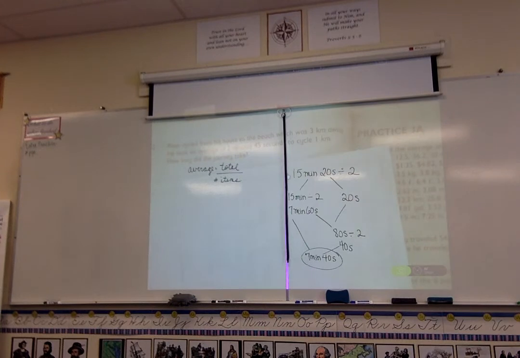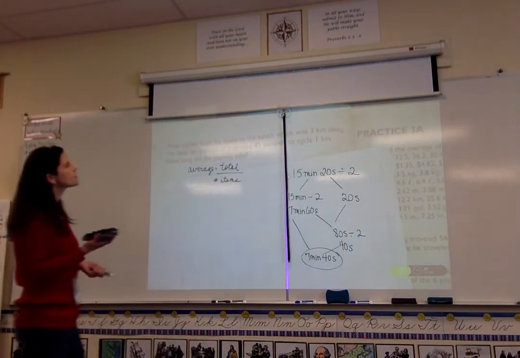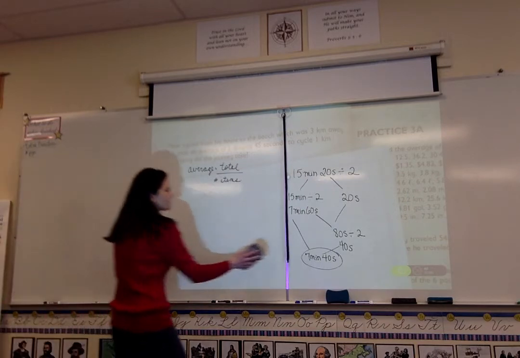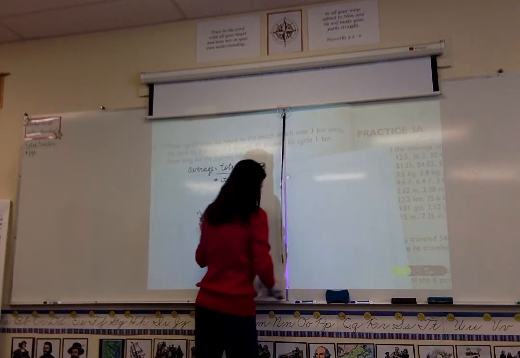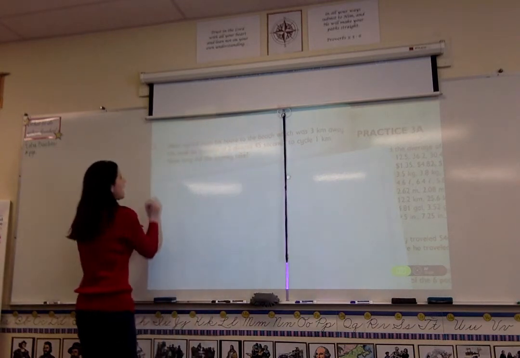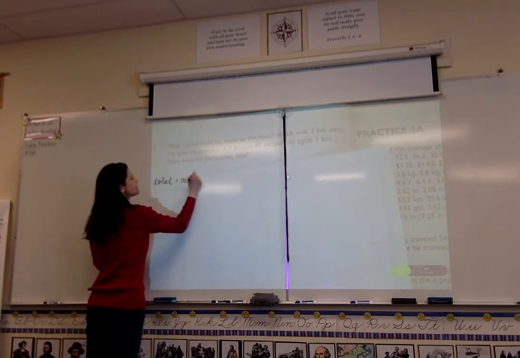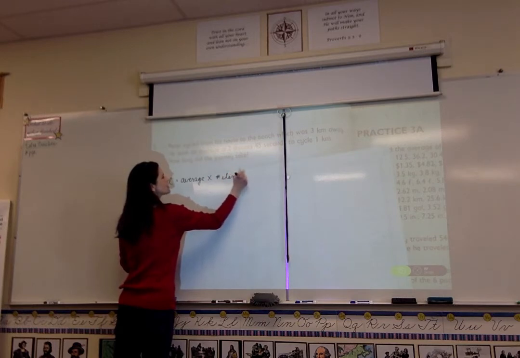So it says, Peter cycled from his house to the beach, which was 3 kilometers away. He took an average of 2 minutes, 45 seconds to cycle 1 kilometer. How long did his journey take? Okay, so this time we're being asked to calculate the total. So not the average this time, but the total. And remember, the total is going to be equal to the average times the number of items or groups.